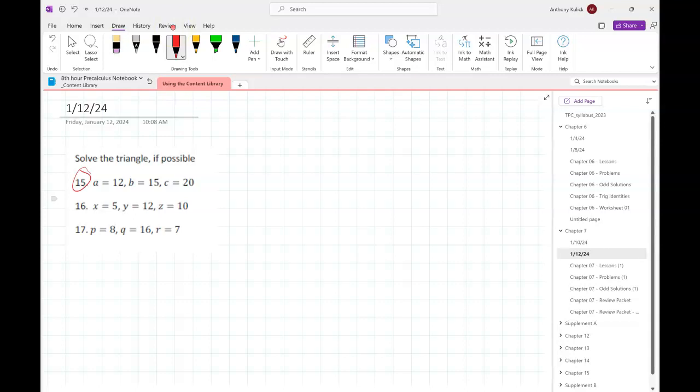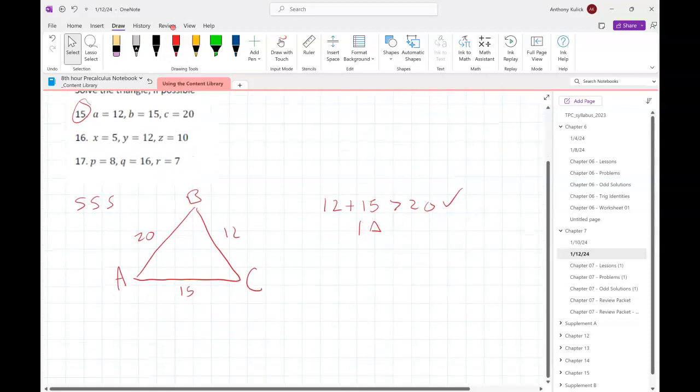So, looking at number 15, first thing I'm going to do is decide what situation I'm in. This is side, side, side, right? Because I'm just given 3 side lengths. So let's go ahead and draw us a picture then. Before I get going too far, I need to check if there's a triangle possible. To do that, I need to make sure leg plus leg is greater than the hypotenuse. It is. So I know there's one triangle here possible.